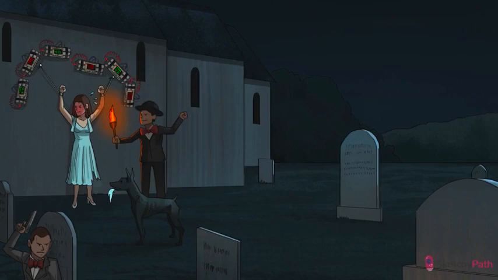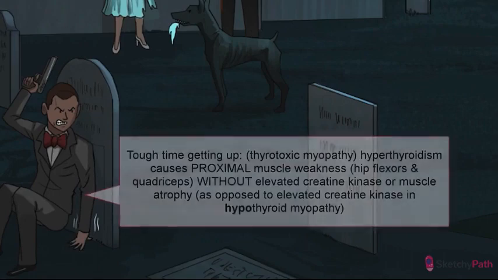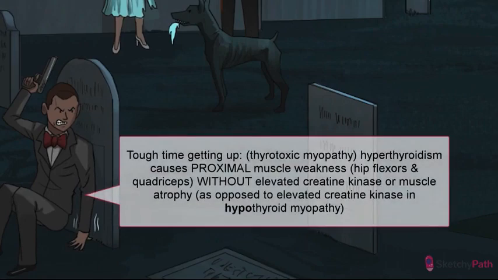Thyroid hormone also stimulates thermogenesis, or heat production, leading to heat intolerance and excessive sweating. Patients have soft, warm, flushed skin because of peripheral vasodilation. Both hypo and hyperthyroidism can cause cramping and proximal muscle weakness. In hyperthyroidism, it's referred to as thyrotoxic myopathy and typically does not cause an increase in creatine kinase. In contrast to hypothyroidism, you don't really see much muscle atrophy either.